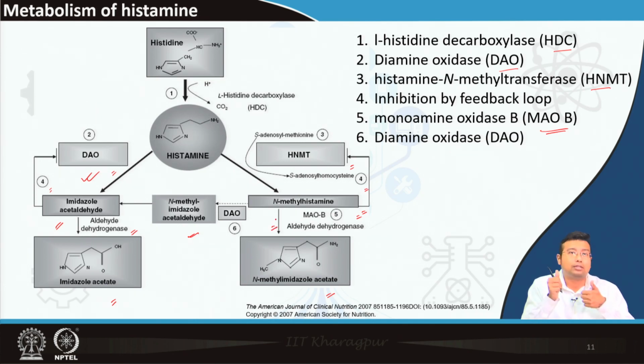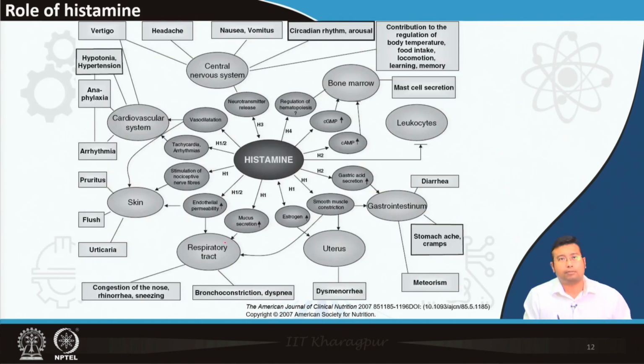Again, monoamine oxidase B, very important. MAO A was acting on catecholamines; this is the MAO B isoenzyme, and then again this reaction is catalyzed by diamine oxidase. So, why is histamine so important?